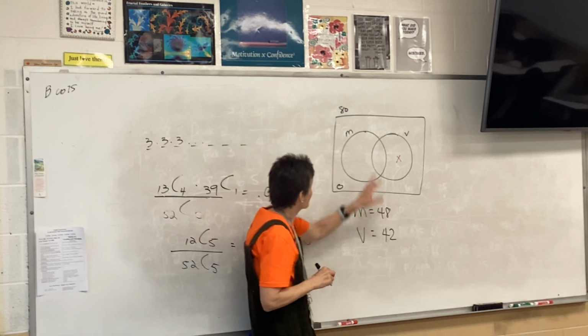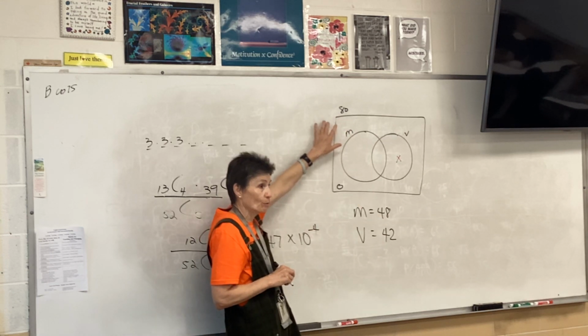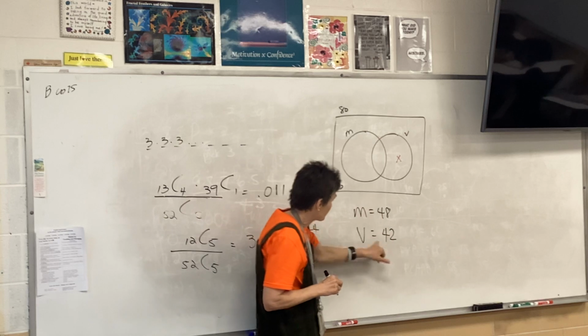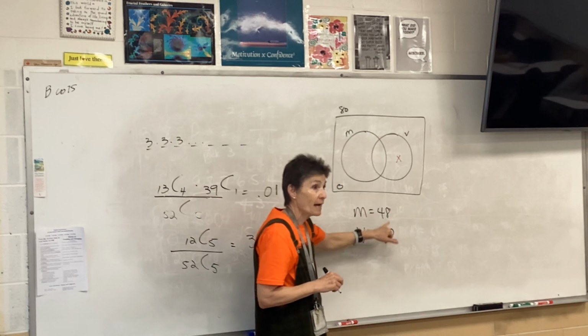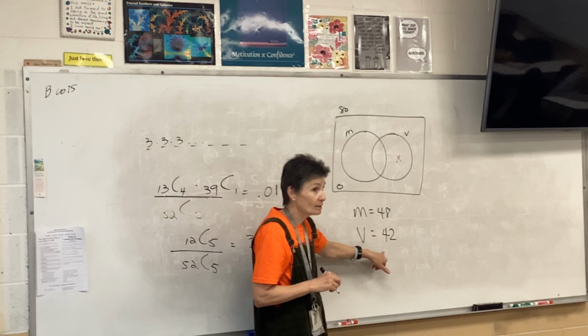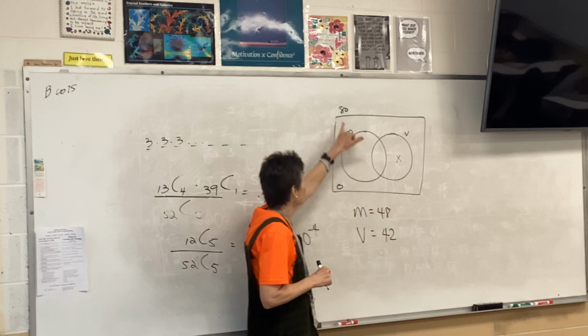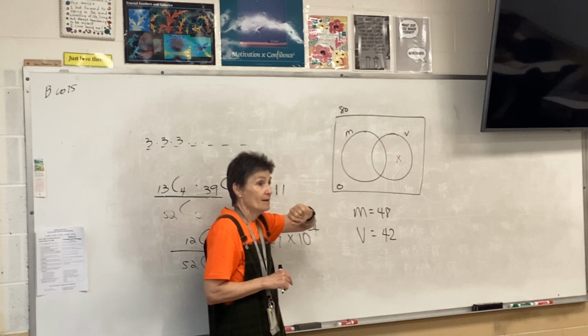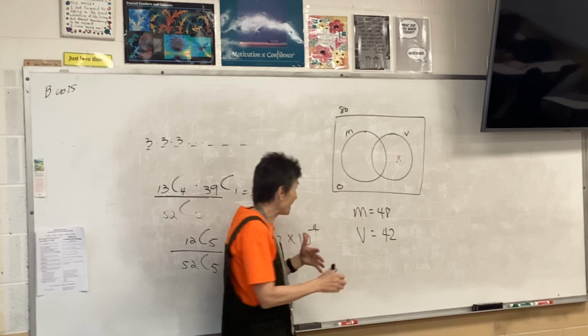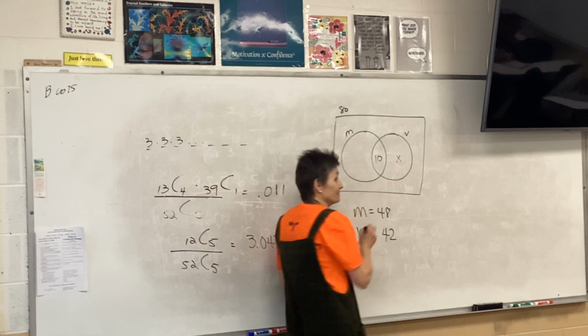So kids, remember there's 80 kids in the room, right? How many votes do you have here? 90. Okay, well that's a problem, right? So if there's 90 votes, but there's only 80 kids, what? 10 of them voted twice.